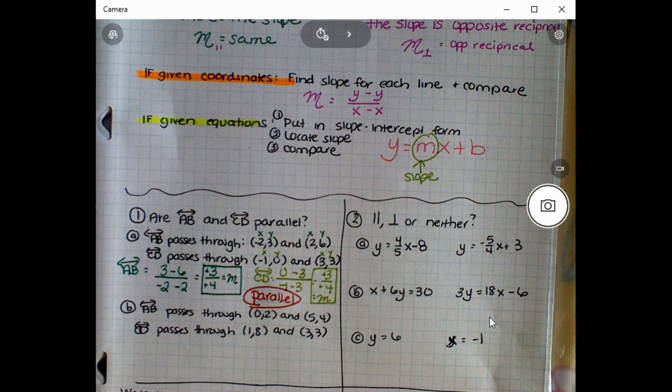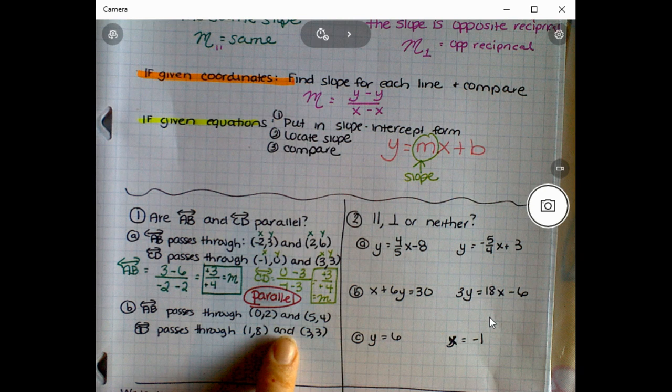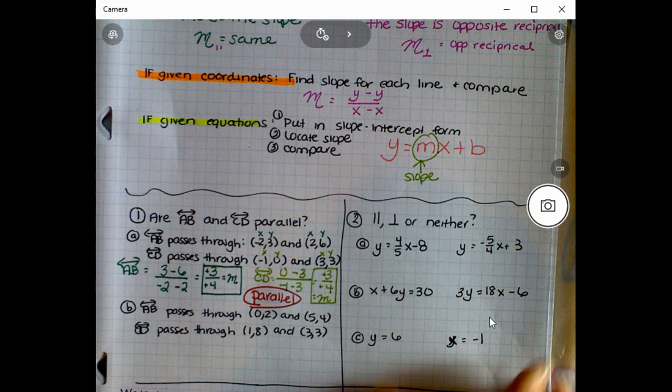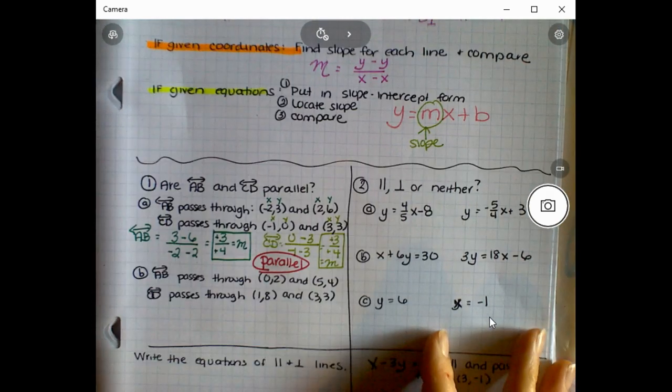Okay? If you think you understand the idea, then I would recommend going ahead and working on this one. Pause the video and do this problem and see if they're parallel, perpendicular, or neither. If you're still kind of confused, then I'm going to go through it with you anyway, so just keep an eye.